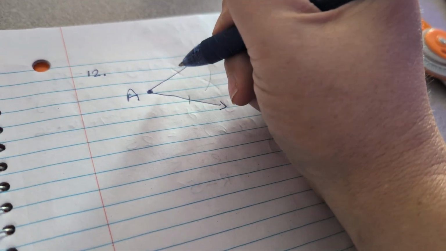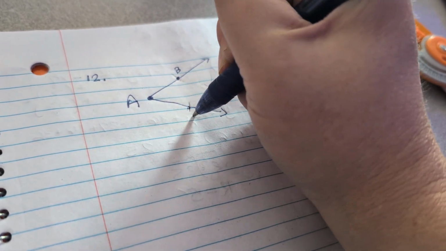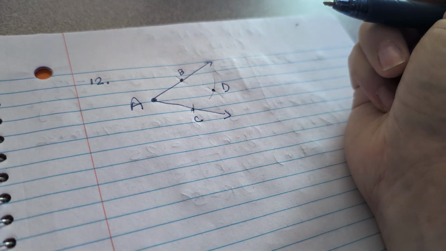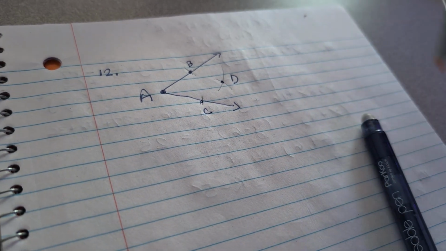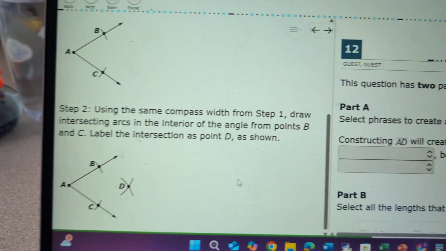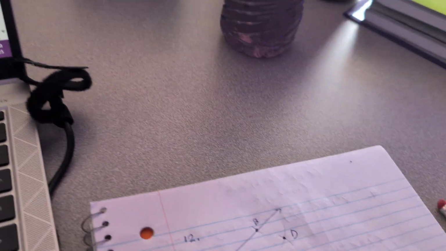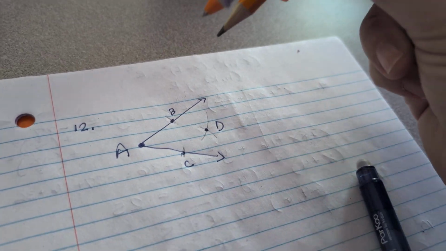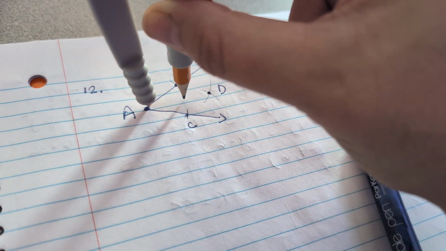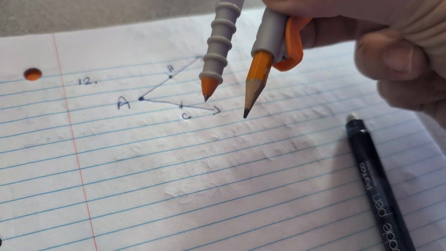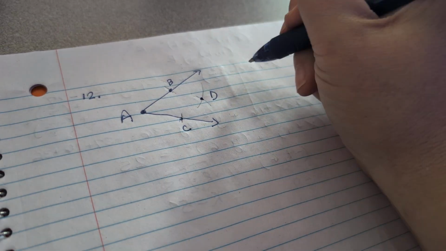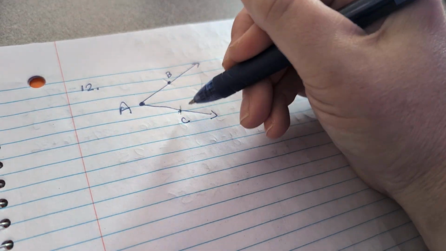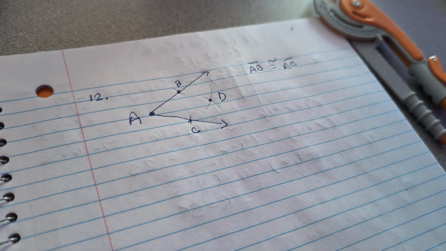And then those we label B, C, and where those two intersected, D, okay? That's what they're doing to make that image. Now, they want to know what places are congruent. Well, we made this arc and that arc without moving our distance, right? So AB must be congruent to AC, okay?